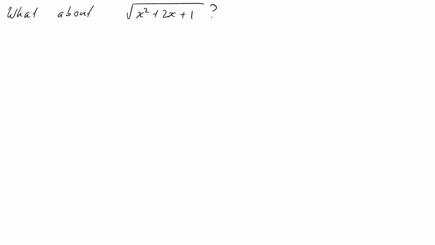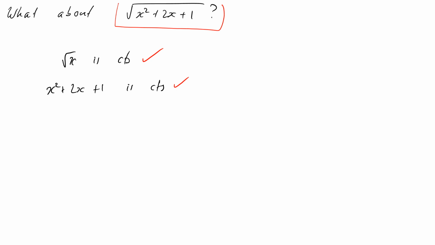Okay, but what about if we take the square root of x squared plus 2x plus 1? We can't actually say anything about this one yet, even though we know that the square root of x is continuous. We did that one as an exercise in a previous video. We know that x squared plus 2x plus 1 is continuous. But we haven't yet established that if we compose two continuous functions together, like what we're doing here, we're plugging x squared plus 2x plus 1 into the square root of x, we need to justify whether or not that is also continuous before we can actually make a statement about this.